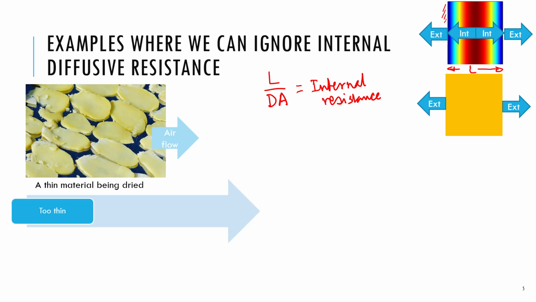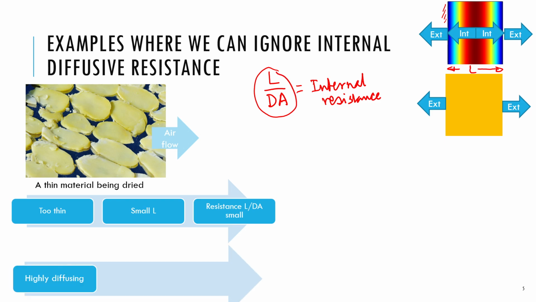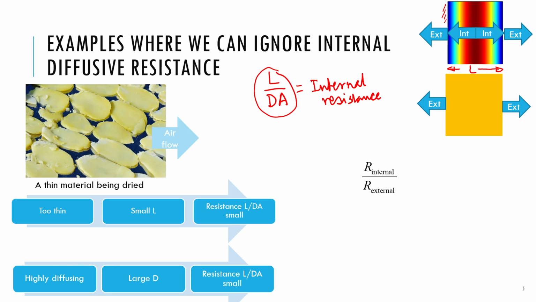So let's look at a little more detail. When it's thin, L is small, so the resistance, as noted here, is small. Another case is if the material is highly diffusing, if the water is highly diffusing, then the diffusivity is large, so that again gives resistance to be small.